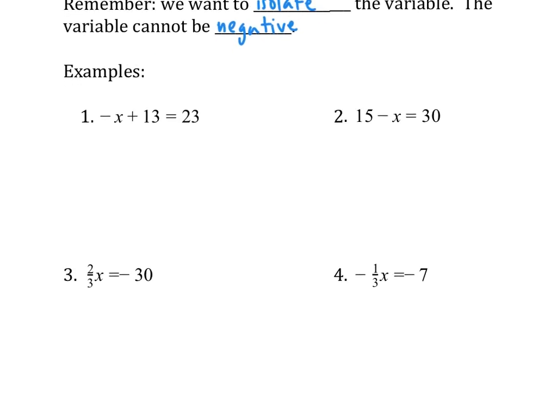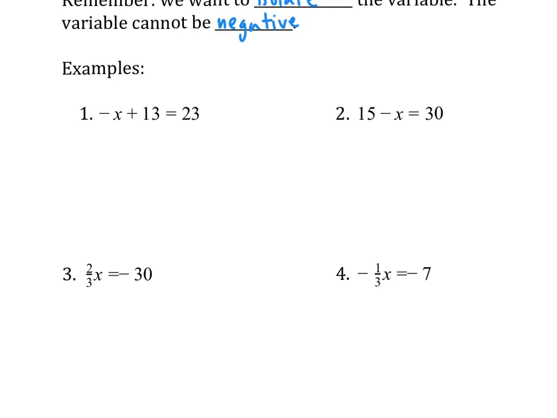So let's take a look here at the first example. I see negative x plus 13 equals 23. So I want to solve for x. The first thing I'm going to do is move over that 13. And the inverse operation of adding 13 is to subtract. So then I'm left with negative x equals 23 minus 13, which is 10.